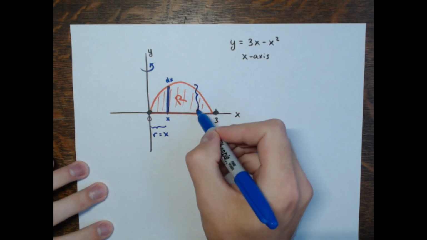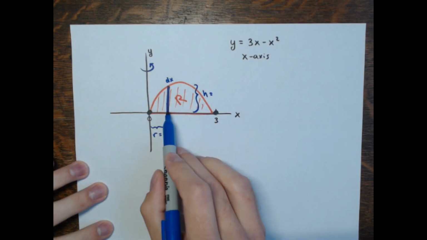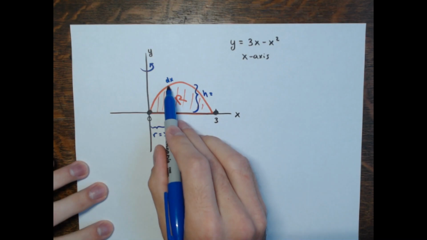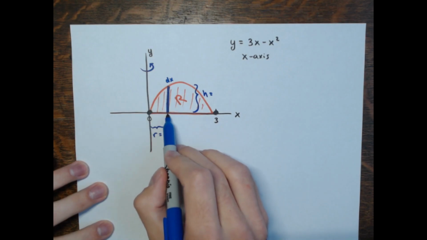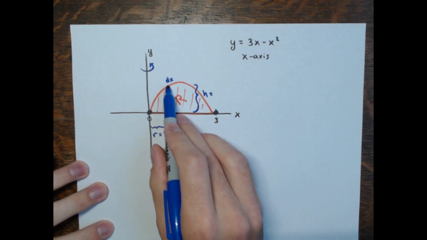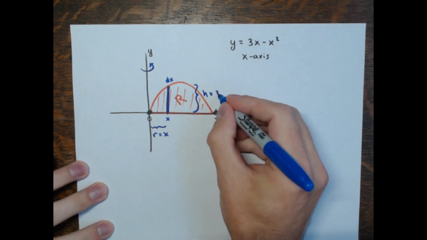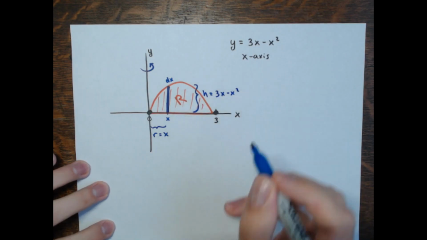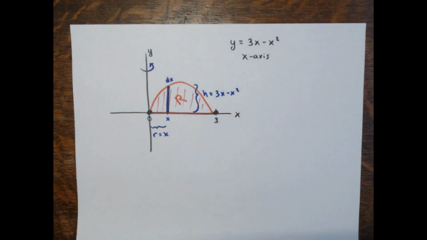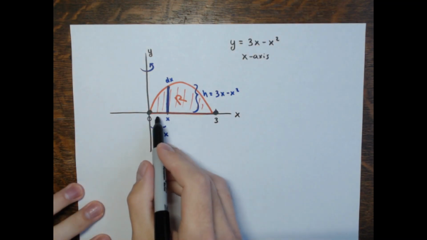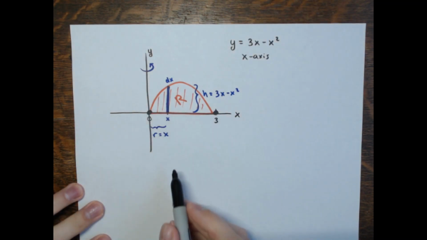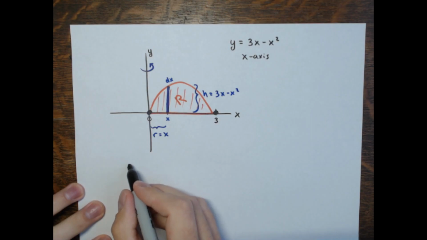And then the height of it is just the distance from the bottom to the top of the rectangle here. So in terms of x, that's the y coordinate on top minus the y coordinate on the bottom. In terms of x, that's 3x minus x squared minus 0. So 3x minus x squared for the height. And now I can determine the volumes of the shells. And we'll be making these shells for every x coordinate from 0 to 3 and adding them up.